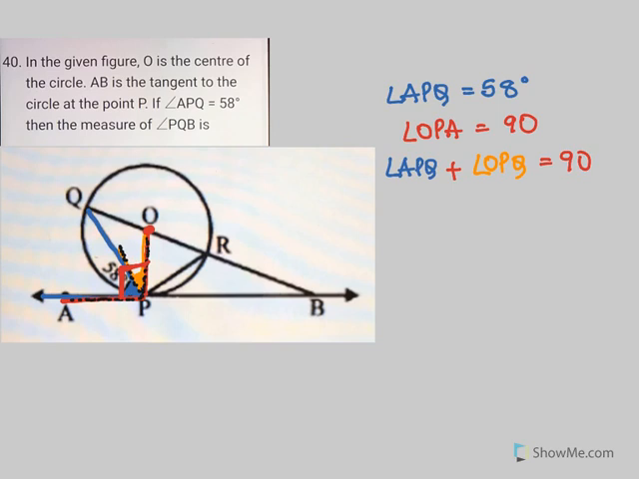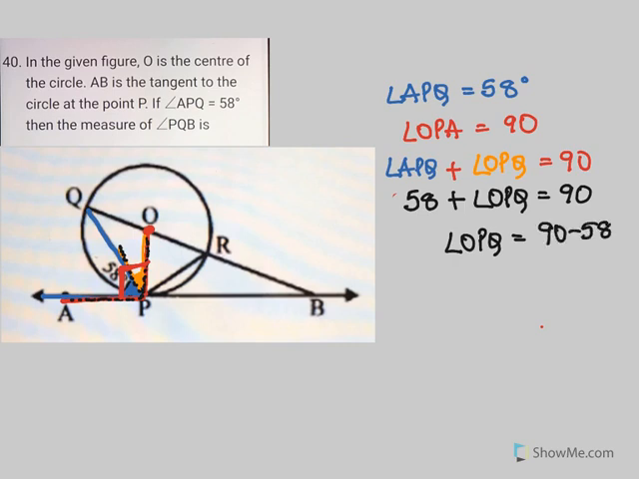So now we have APQ, the blue, already given as 58. So we have 58 plus angle OPQ equal to 90. So angle OPQ equal to 90 minus 58, and angle OPQ will be equal to 32. Now in the next part, we already have shown that this angle OPQ is 32. We calculated it here, 32.